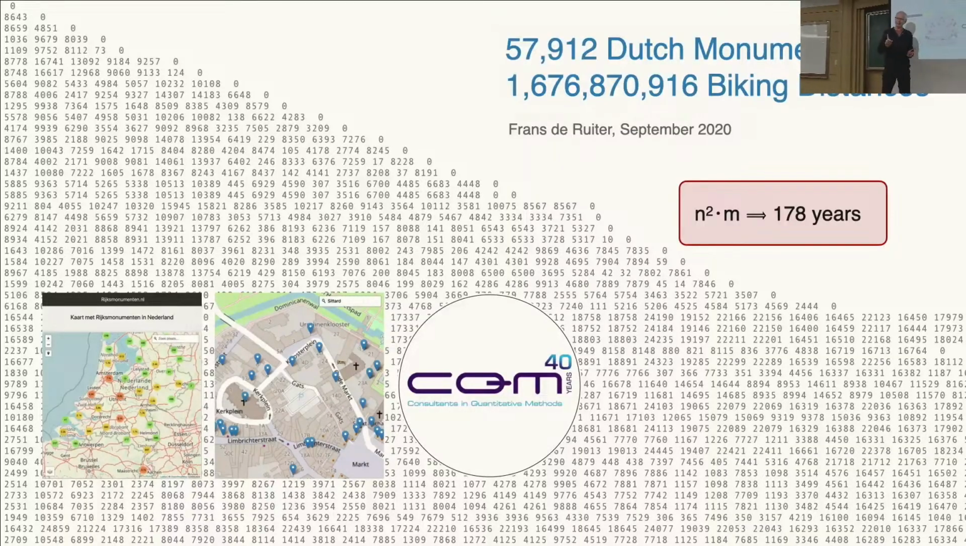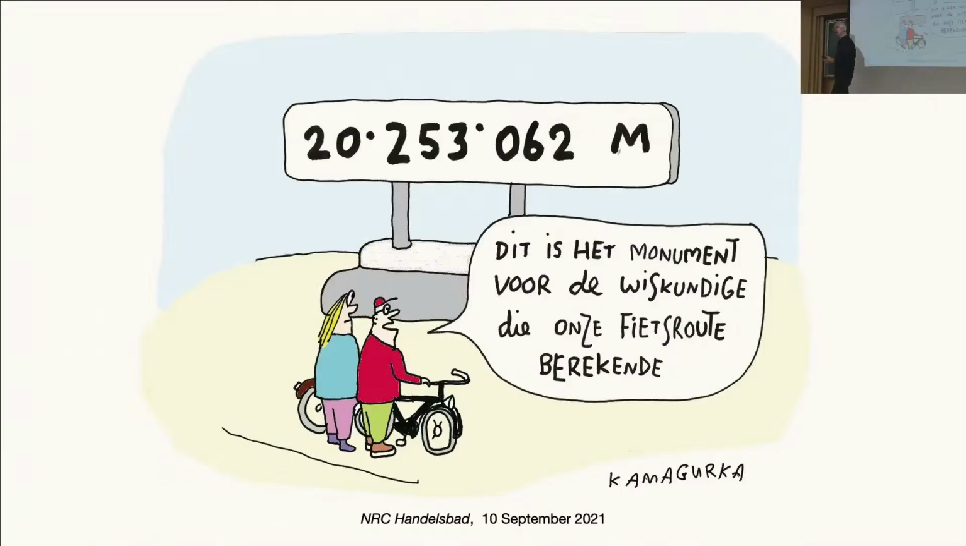You have to keep in mind the scale of these things. Right? Just a low-order polynomial algorithm is going to take hundreds of years. But nonetheless, 6 months later, we had solved the problem with the cutting plane method. And by solve, I mean you can't even make it 1 meter shorter. The distances were in meters. So it was this 20 million meters. This is a cartoon that appeared in the major Dutch newspaper. It said, "This is the monument to the researchers who found our bike route."